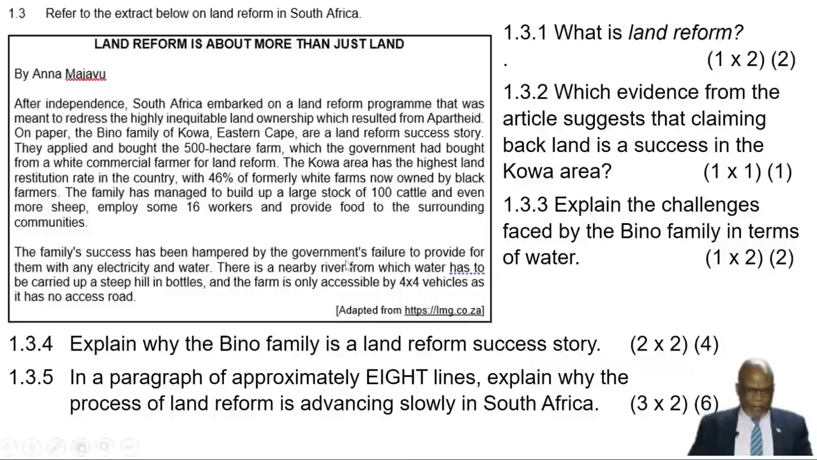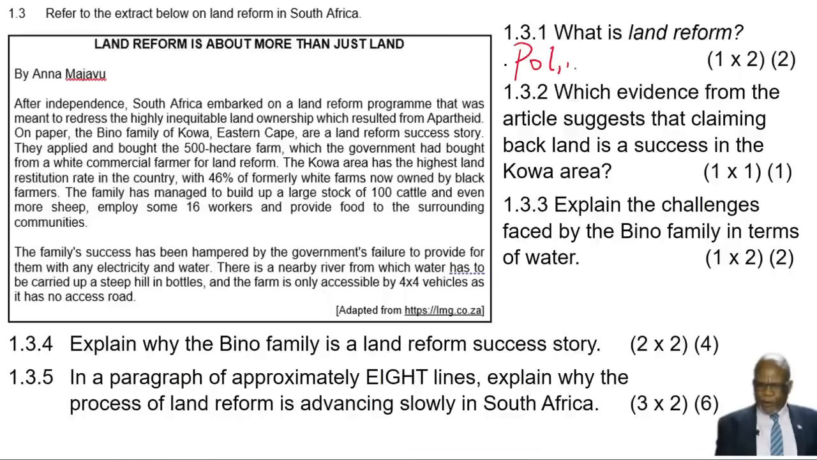Now, let's quickly go through land reform. Land reform is another typical examination question. Dear learners, land reform is another typical examination question. My advice to you is make sure that you master land reform. So, what is land reform? Land reform simply refers to the policies that redress.